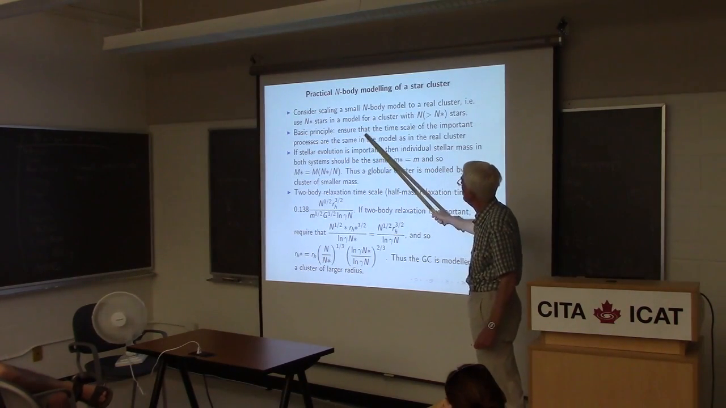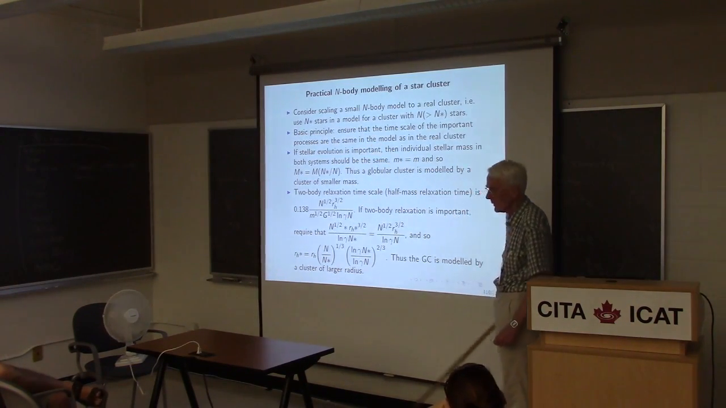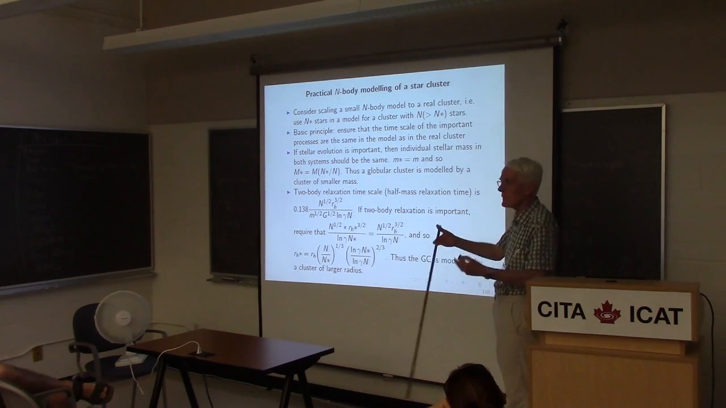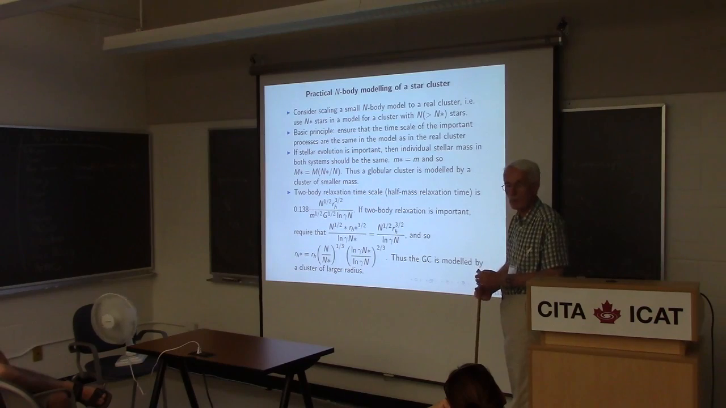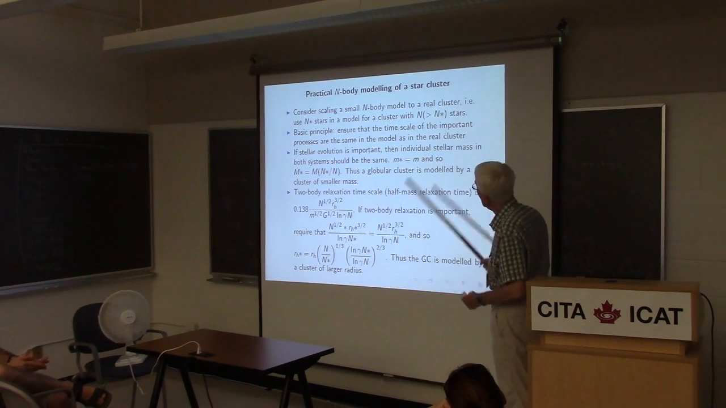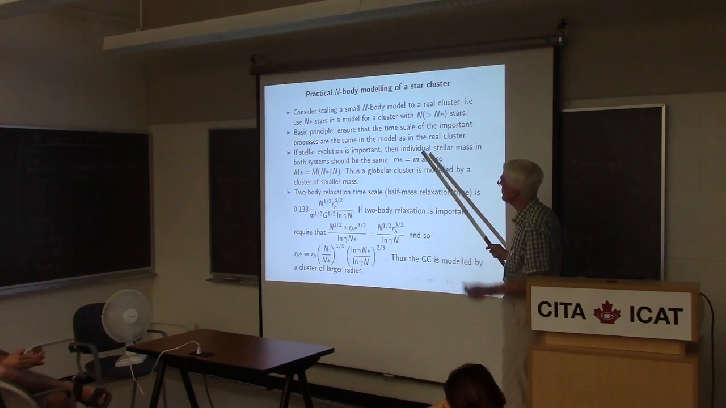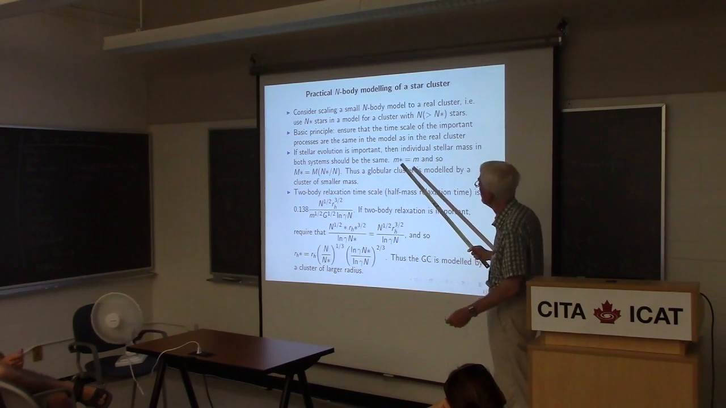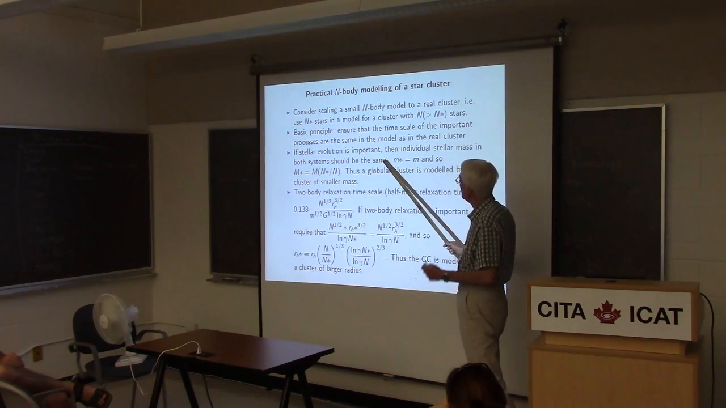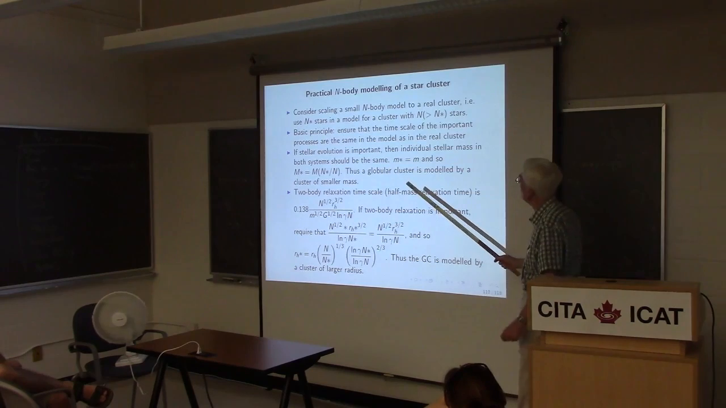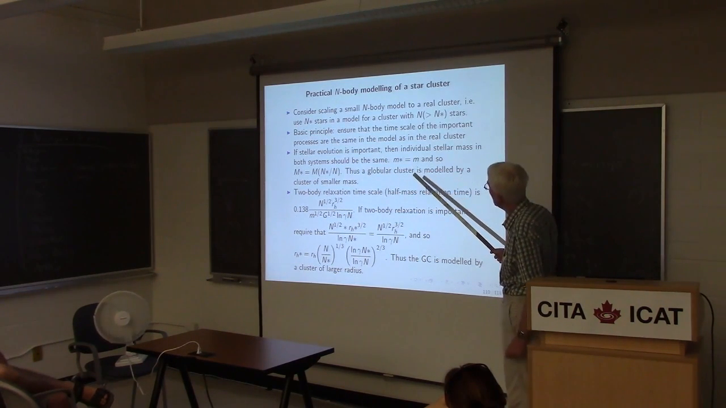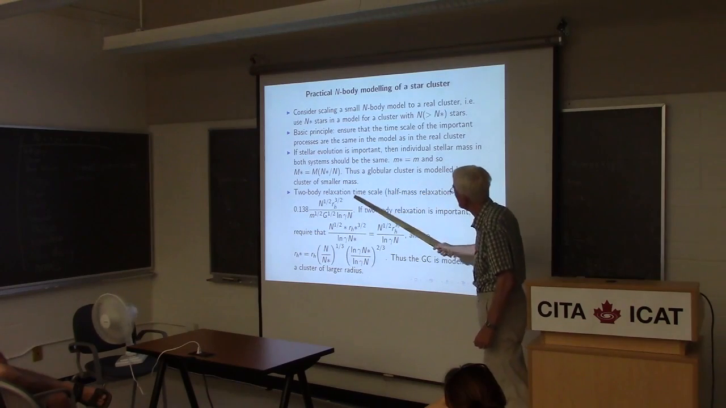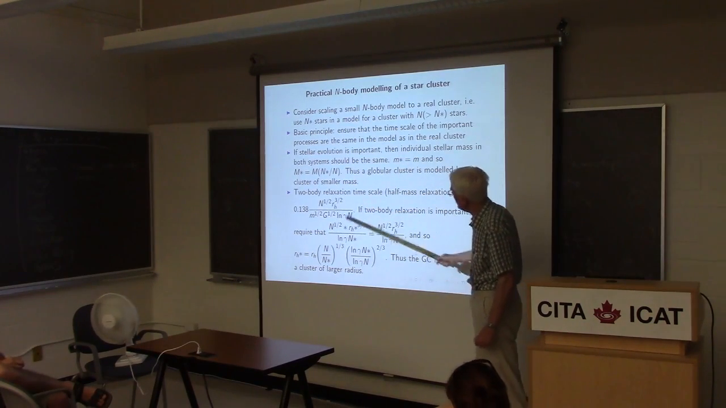Now, the basic principle you want to build into such a situation is that all the important physical processes scale in an understood way with the particle number. Now, there's nothing you can do about stellar evolution, which definitely is important in these simulations. So in some senses, that fixes your scaling, but there is something else one can do if you also want to get the two-body relaxation right.